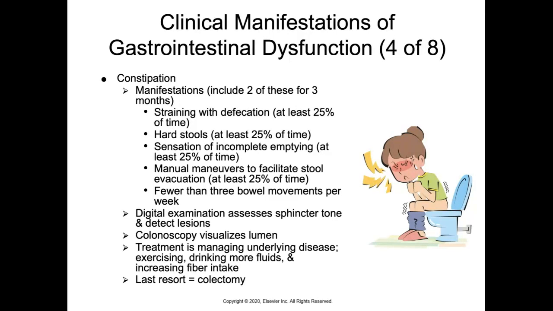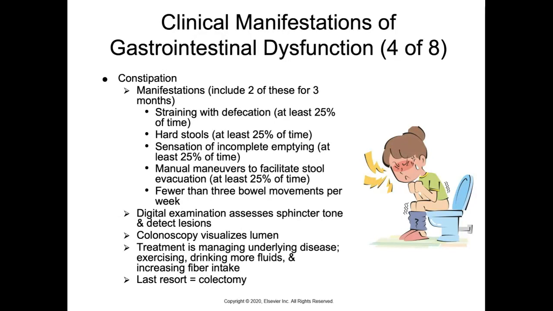Next is a sensation of incomplete emptying at least 25% of the time, and manual maneuvers to facilitate stool evacuation at least 25% of the time, or having fewer than 3 bowel movements per week. Something patients can do is keep a diary of their constipation, noting if they're taking certain medications or certain foods that are causing these episodes, and also whether they're using laxatives or enemas in order to evacuate their feces.